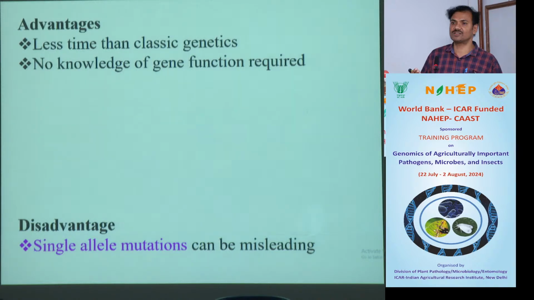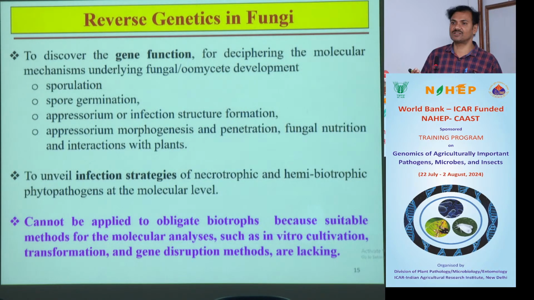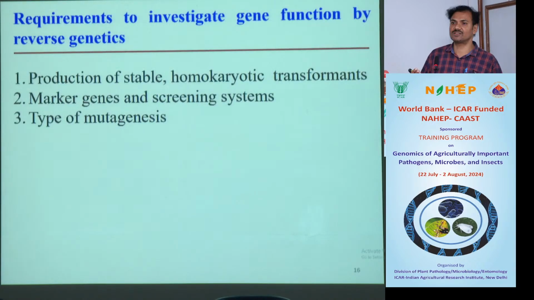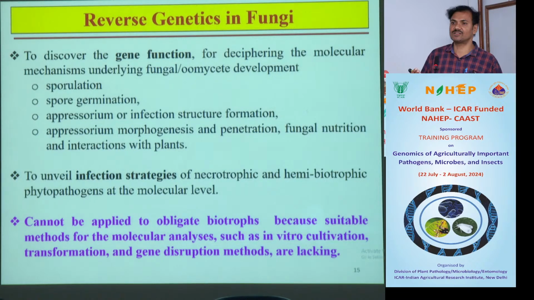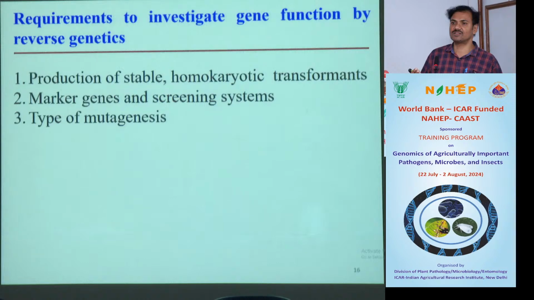You should have knowledge about the gene, because without knowing the gene you cannot design the construct. But gene function is not required. The disadvantage is single allele mutations; sometimes they are very misleading. You may get the mutant, but the function may not be there. So why is reverse genetics very common in fungi? There are several advantages, which you can read here. And this is very feasible in the case of necrotrophs and hemibiotrophs.